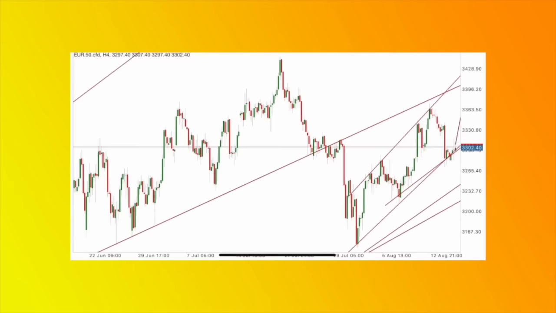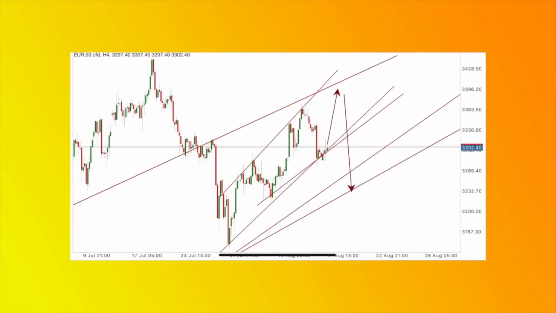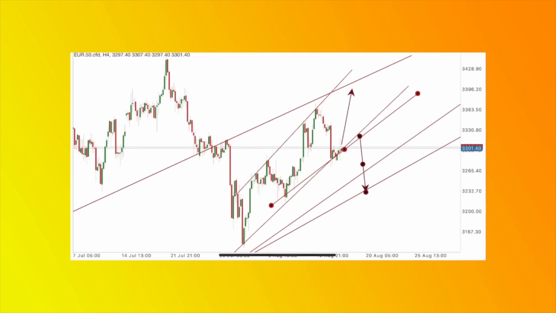After we hit these, these are gonna be our take profits moving further down, because there's a possibility for a head and shoulders pattern with this regard.